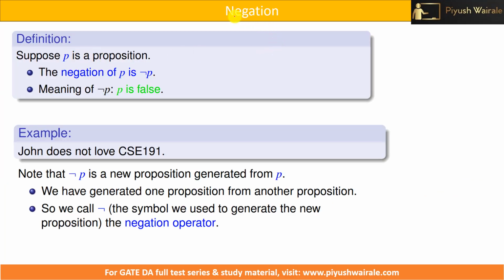Right. So next, let us discuss the logical operators. The first one is negation. Right. So what is negation? Suppose P is any proposition, the negation of P is this. This type of symbol we use to represent negation of P. The meaning of negation of P is false. Suppose P is true. If P is true, then negation of P will become false.